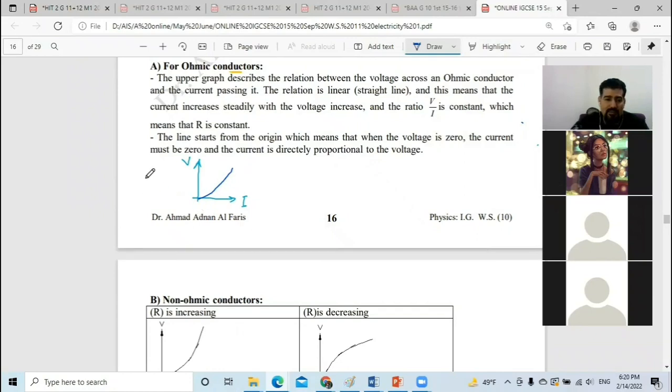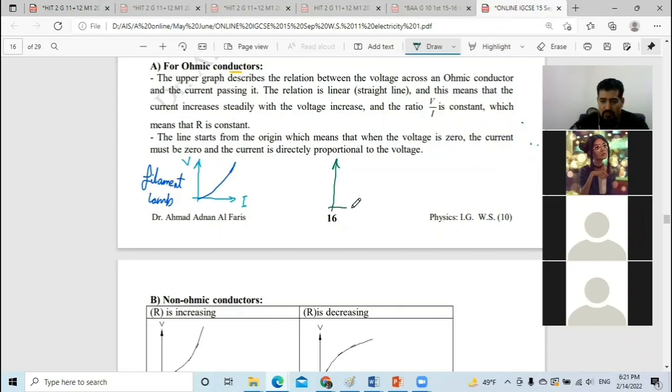For the filament lamp. What is the filament lamp? It is the lamp, the bulb, that has a small thin wire inside it that glows when a current passes through it. That's what is called a filament lamp. It has a curved graph like this. That means its resistance keeps increasing.